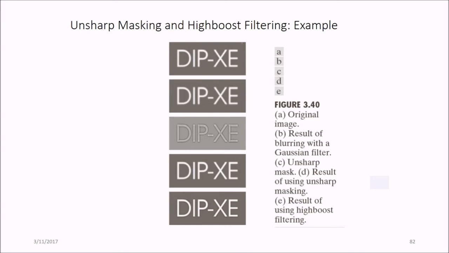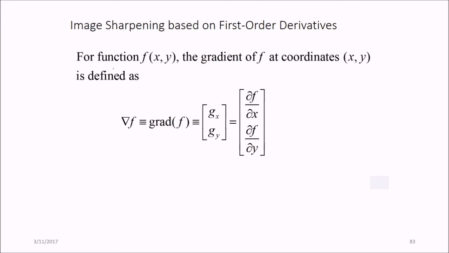Again, this is an unsharp masking and high boost filtering example. This is the original image. This is the result of blurring with the Gaussian filter. This is the unsharp mask, and this is the result of using unsharp masking, and this is the result of using high boost filtering. So you can see how clear this image is.